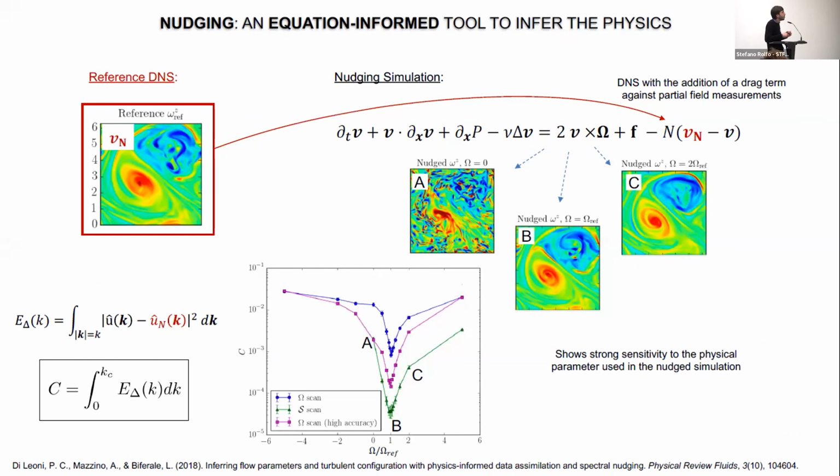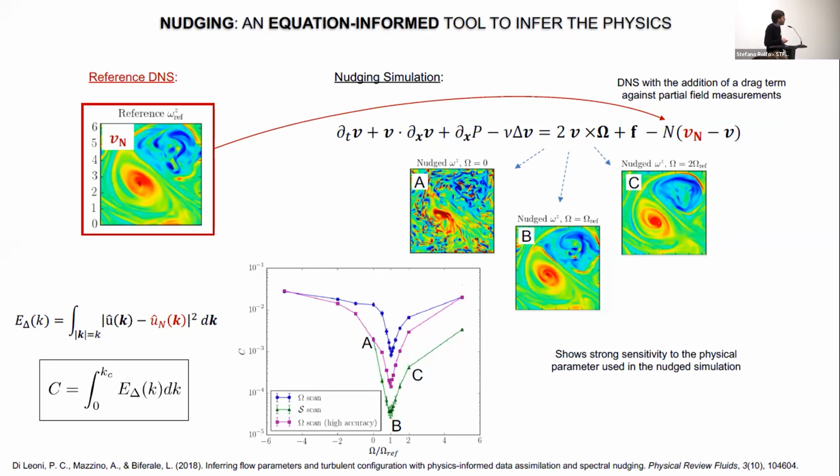The only thing we don't know is the rotation frequency of the reference frame. So to understand what the rotation frequency is, we can add an extra term, a sort of penalization term. It's a drag term that tries to drive the evolution of this velocity towards the reference value. Adding this term, we can then scan different omega values to see which omega gives us the best agreement between our evolution and the reference field.